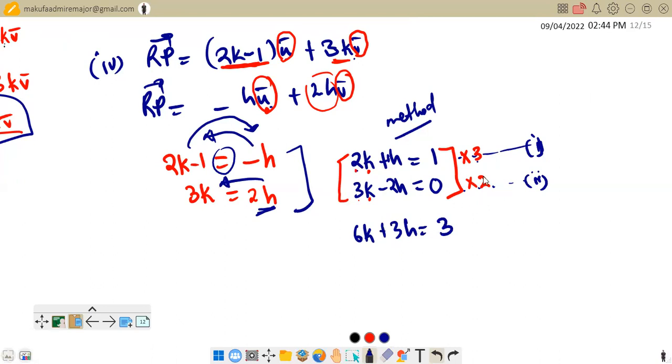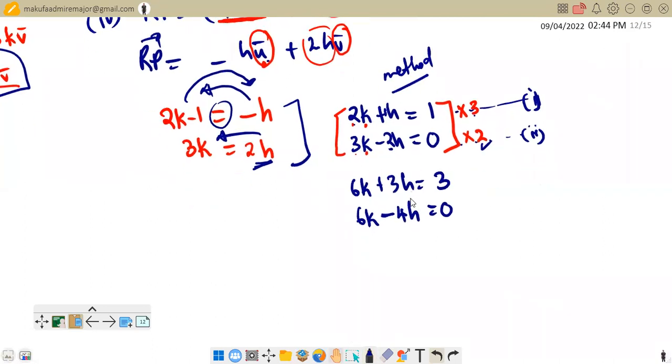We are done with the 3 part, we move on to the 2. 2 is going to multiply everything, again, 2 times this 3, which is going to be a 6k. 2 times negative 2 here is going to be negative 4, so we are going to have negative 4h. 2 times a 0, that's a 0 there. Hope everything is fine.